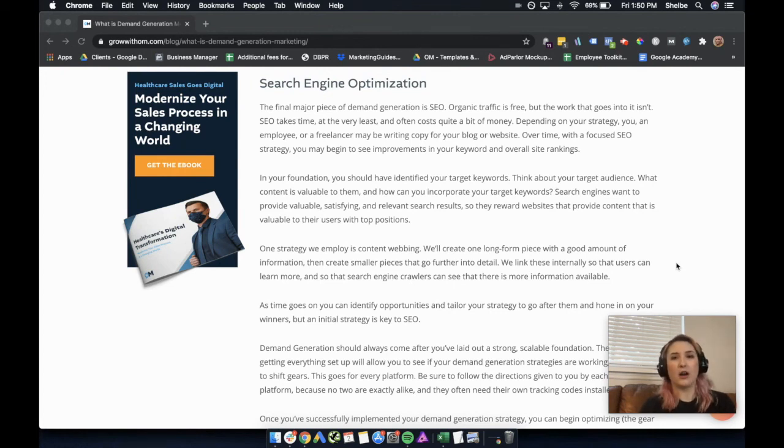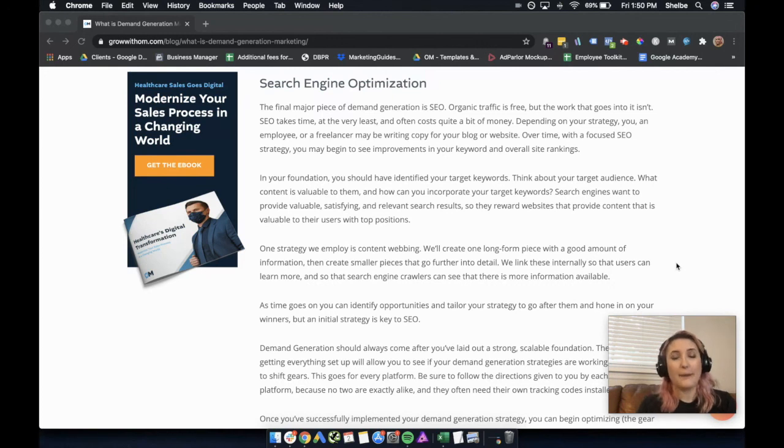Search engines are in essence a business. Their business is providing information. So they want to provide the most valuable, satisfying, and relevant information to people searching. So they are going to reward websites that do provide that for their users. And they reward that with a top position, so you get found way more often.